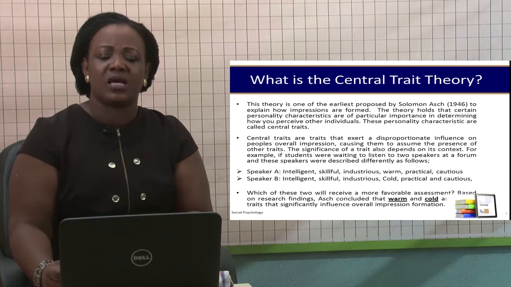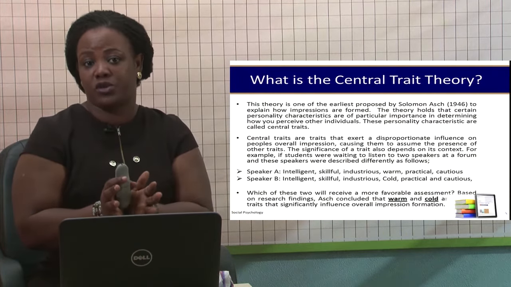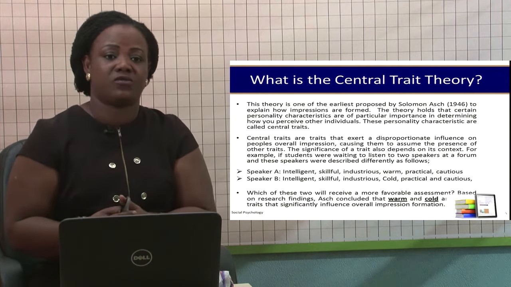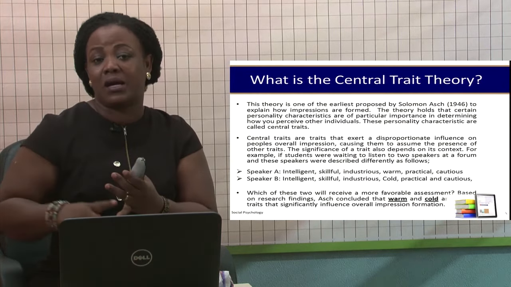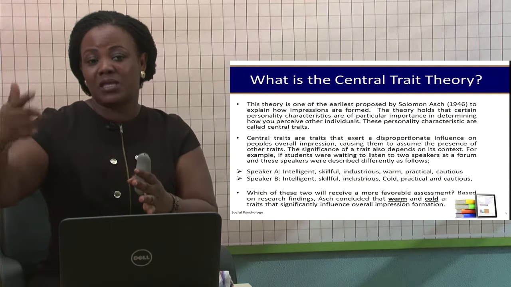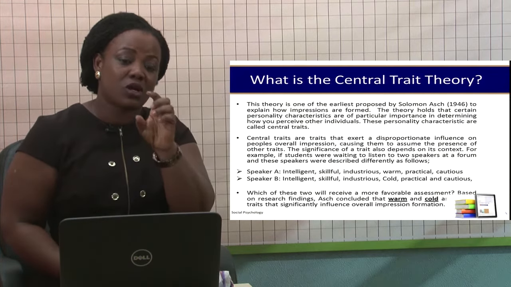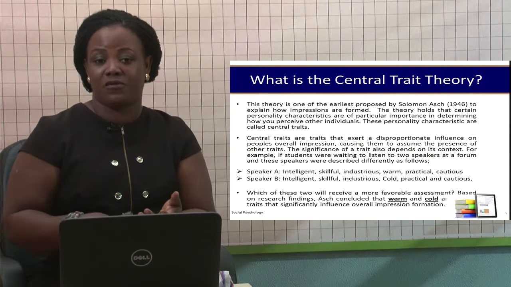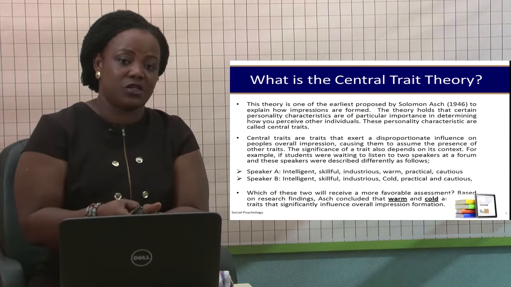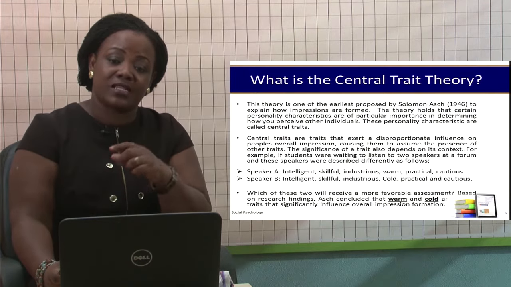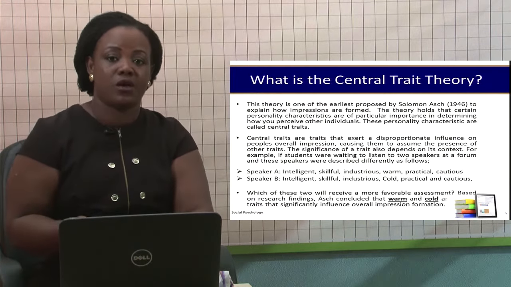So what are central traits? They are simply those traits that exert a disproportionate influence on people's overall impressions, causing them to assume the presence of other traits. So if somebody said that you are cold, they may presume that you are arrogant, you are selfish. They assume that some other traits are present. If you are described as warm, that central trait of warmth may suggest that you are friendly, you are likable, you are generous, and other positive traits that may be associated. So central traits are those traits that speak loud. And once they are present, we use them to infer that other traits may also be present.